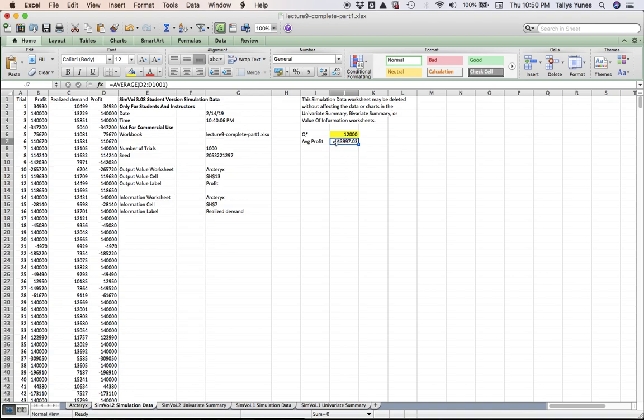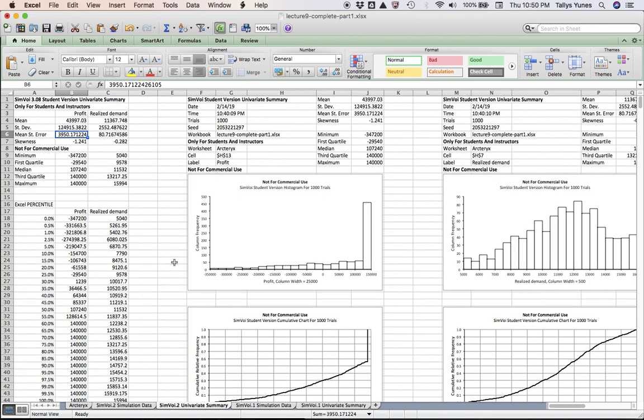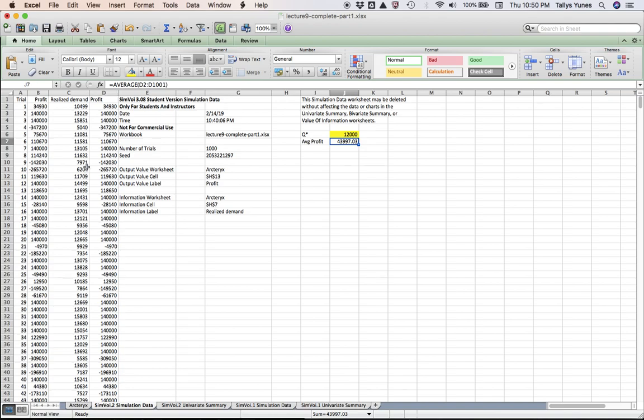Look at this number, 43,997. Let's see the answer on the previous simulation. 43,997. Again, why is it the same? It's because I'm simply averaging the same 1,000 profit values, because I still have a 12,000 here.